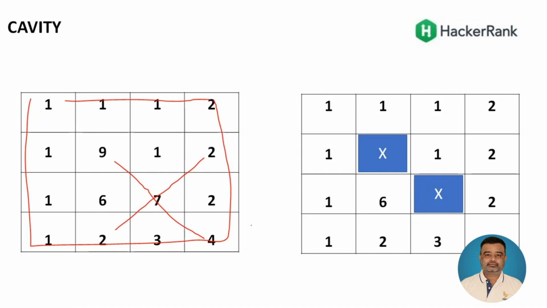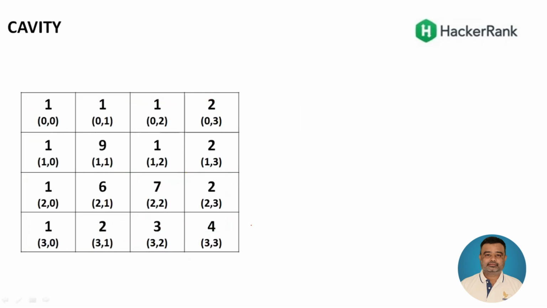To understand better, how do we check the row index, previous row element, next row element, previous column element, next column element? Write down the matrix indexes like this and then try to understand how the index value changes. For example, let us say I consider this 9.